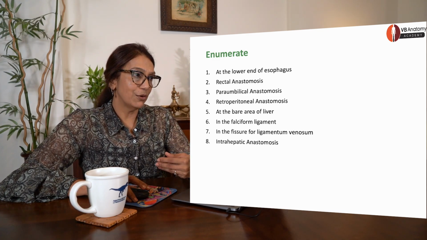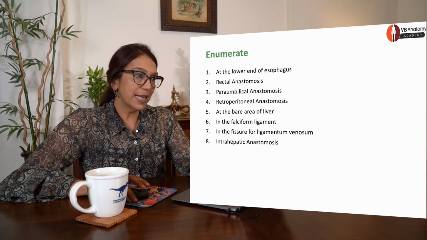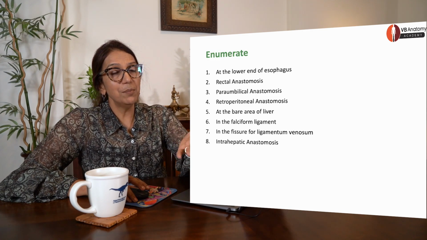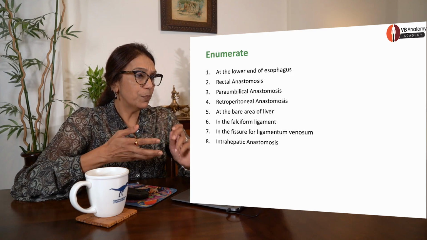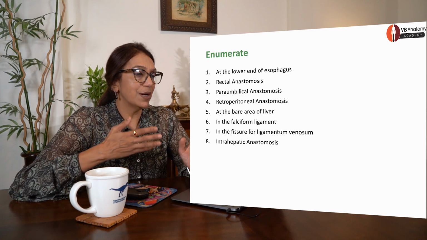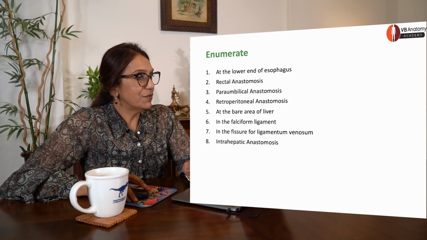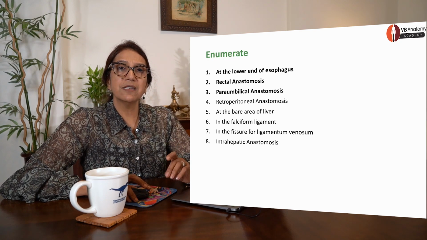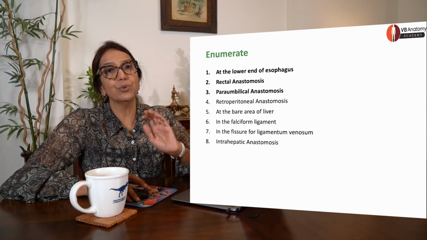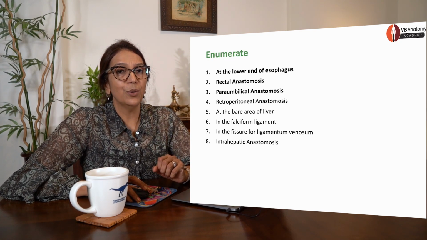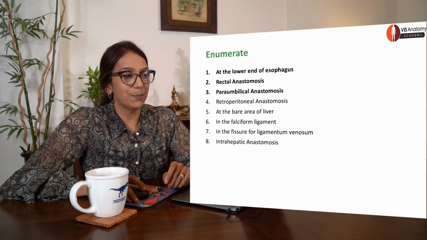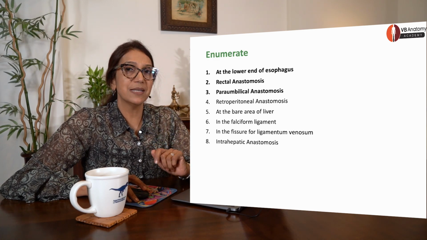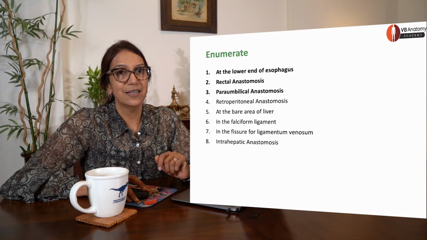One is at the lower end of the esophagus, one is at the rectum and anal canal, then the paraumbilical veins, which I have discussed in my lecture on the liver, the retroperitoneal region, the bare area of the liver, and so on. Out of which the first three are places where anastomosis shows particularly gruesome symptoms. Okay, so we'll discuss those and then we will again run through the others as well. So let's begin with what happens at the lower end of the esophagus.